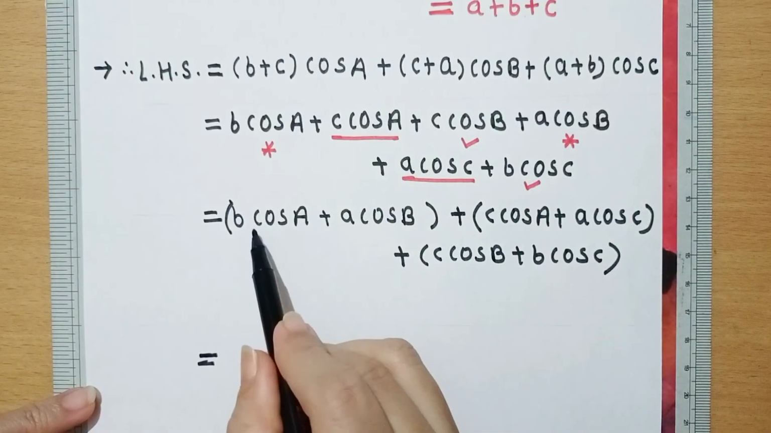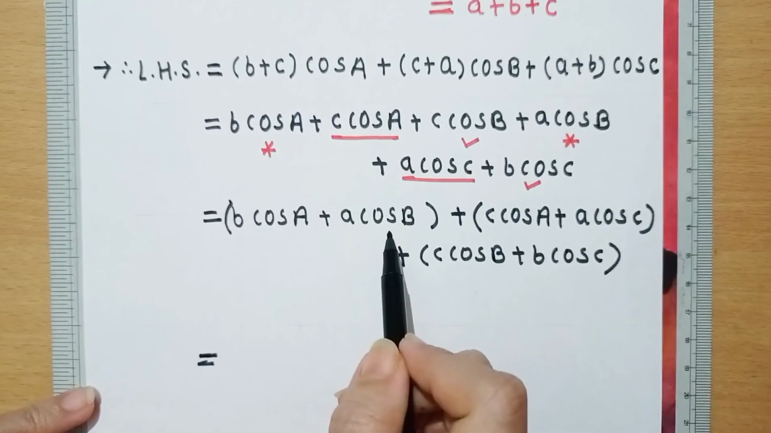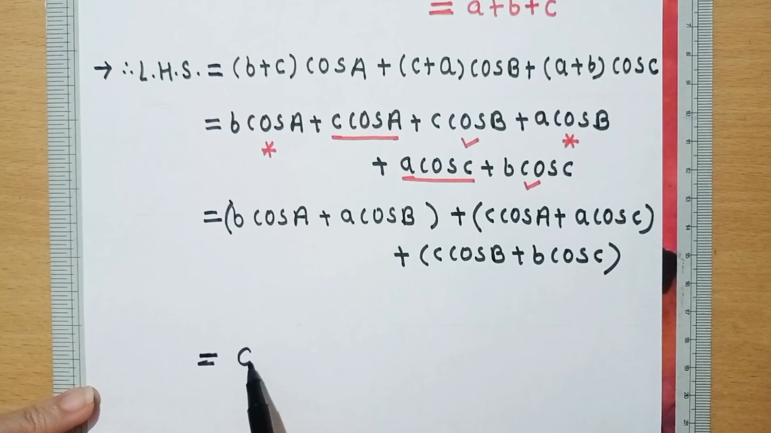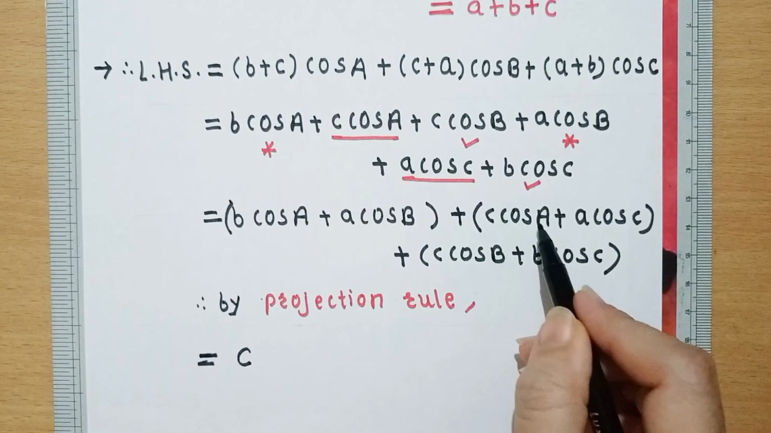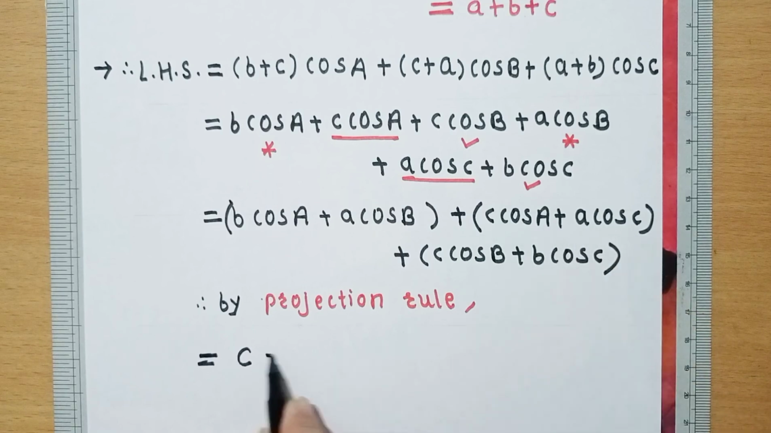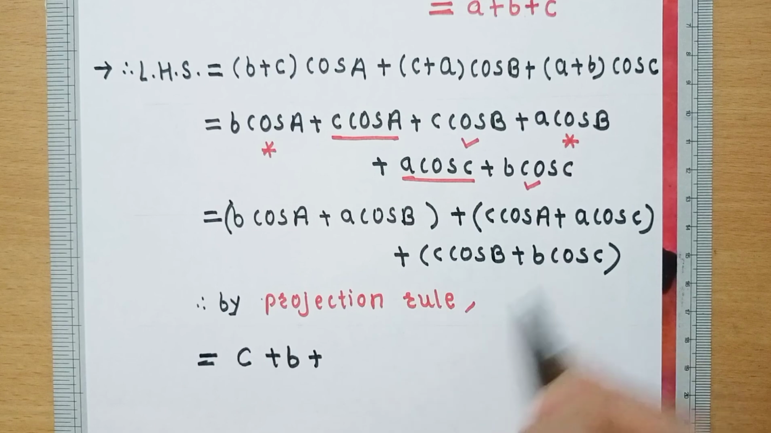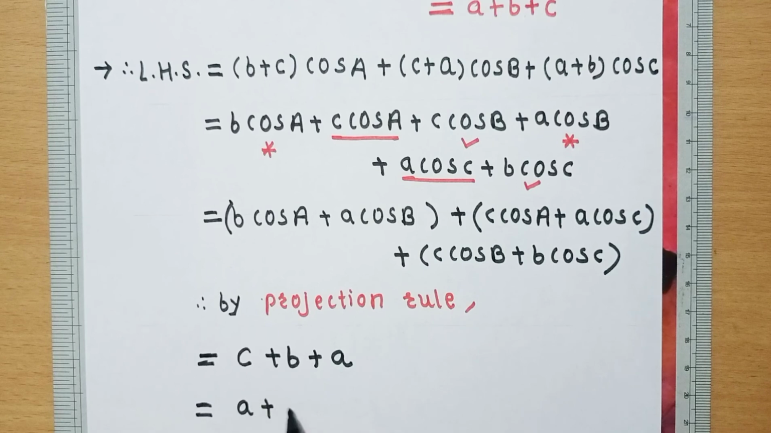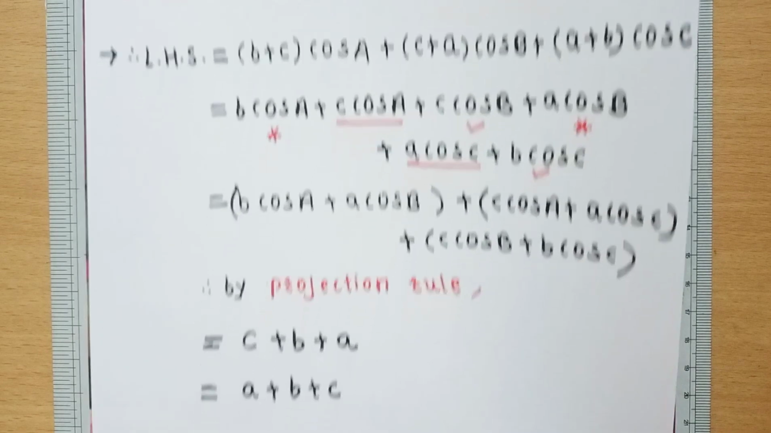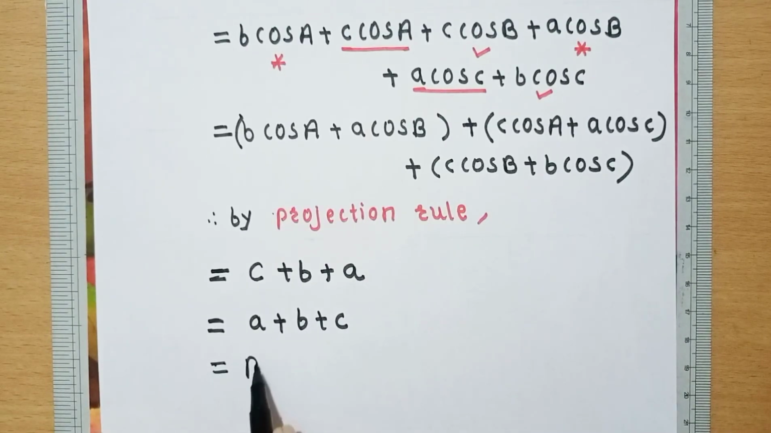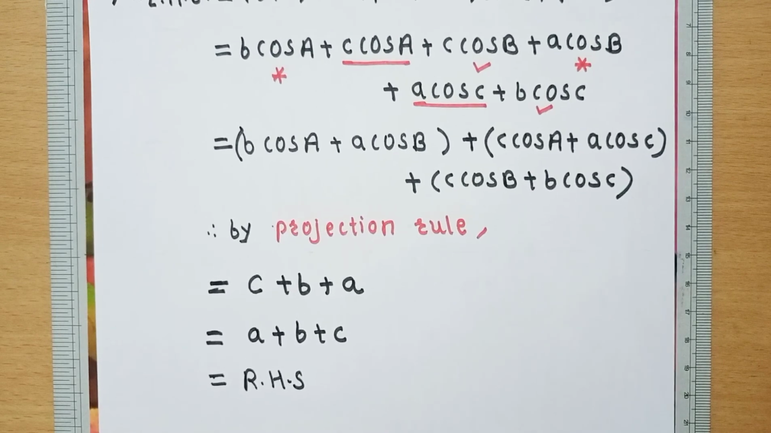Now check the value of the first bracket, by the projection rule equal to c. Again by the rule, c cos a plus a cos c equal to b, and c cos b plus b cos c equal to a. So again by rearranging these three terms we have this is equal to a plus b plus c, which is nothing but RHS, and hence we have proved that LHS equal to RHS.